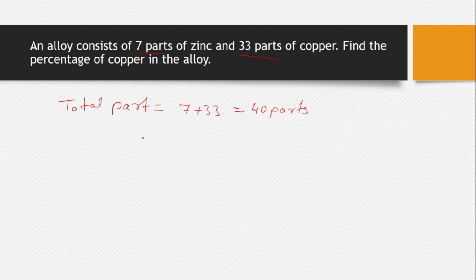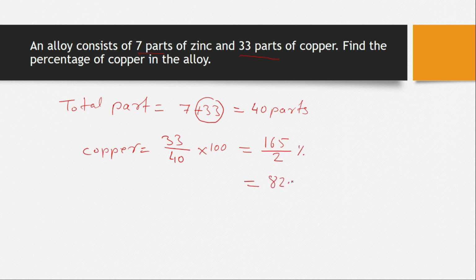So what is asked in the question? Find the percentage of copper. So percentage of copper will be 33 by 40 into 100. That means if you reduce it, you will get 165 by 2% or 82.5%.